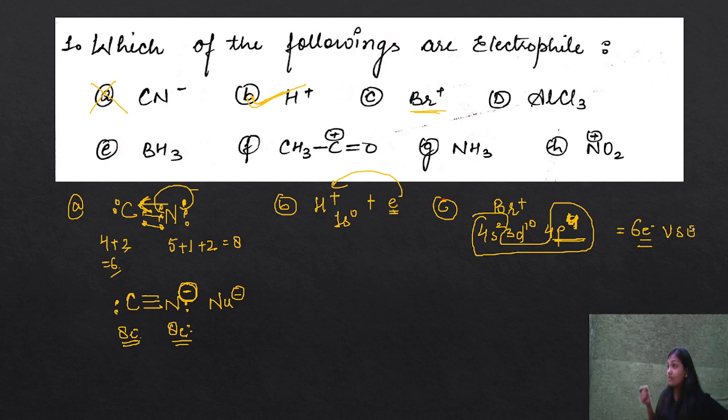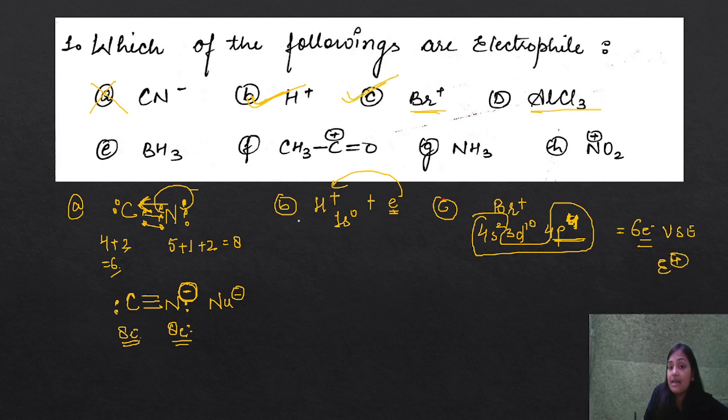Its octet means the number of electrons available in the last shell is incomplete, that is 6. This could have 8 electrons. So this is said to be electrophilic in nature.